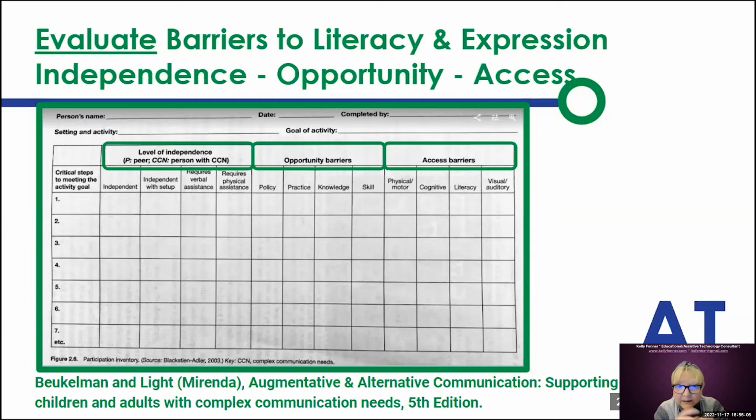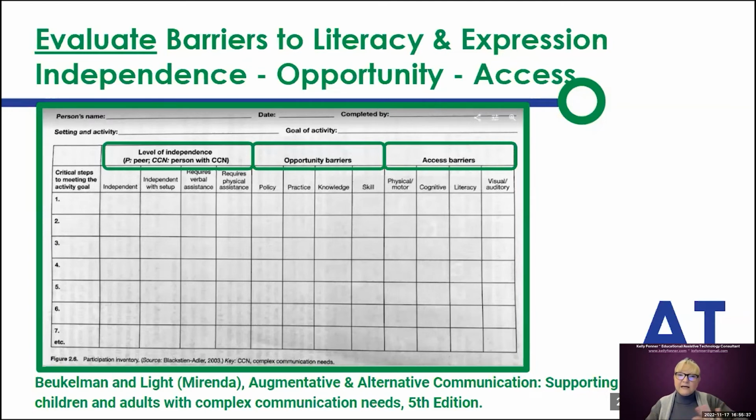This is another document that's in that Buchelman and Miranda book. It comes from the research from Susie Blackstein Adler, who's in Canada. She's an occupational therapist and special educator who works really closely with students with significant physical and communicative challenges. And Susie's always reminding us that these barriers interfere with our students' learning.